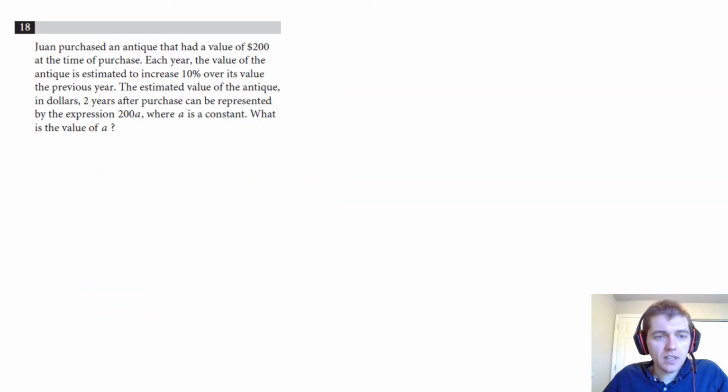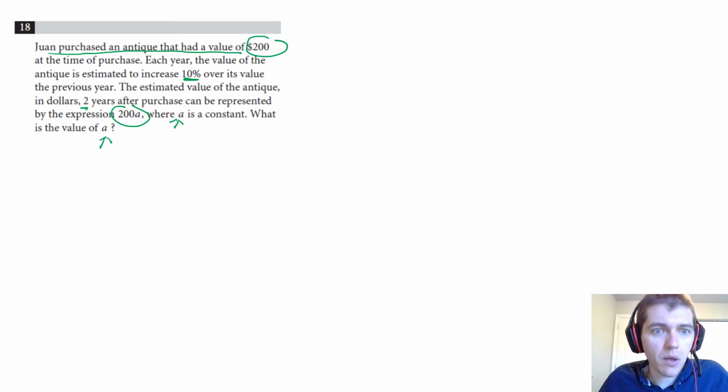Okay, problem 18. Juan purchased an antique that had a value of $200 at the time of purchase. Each year, the value of the antique is estimated to increase 10% over its value the previous year. The estimated value of the antique in dollars 2 years after the purchase can be represented by the expression 200A, where A is a constant. And what is the value of A? Okay, there's a lot in that problem.